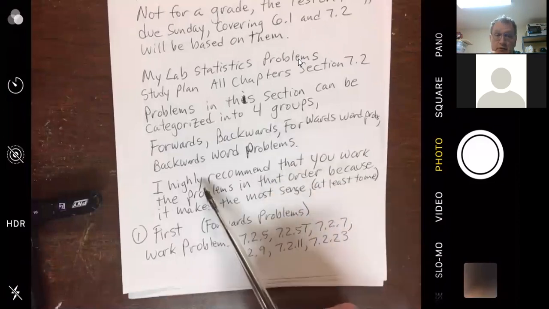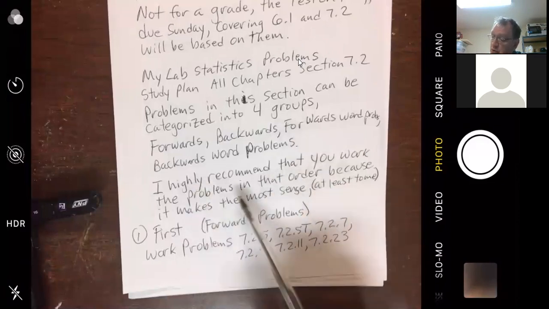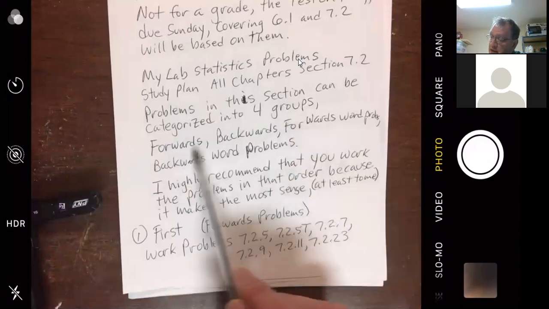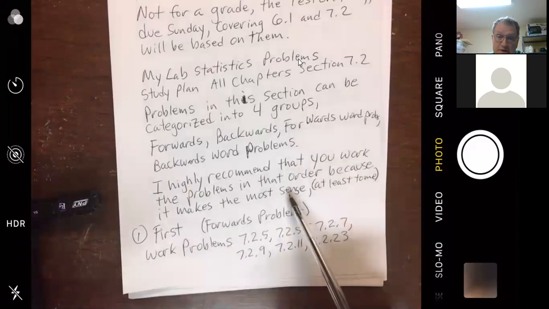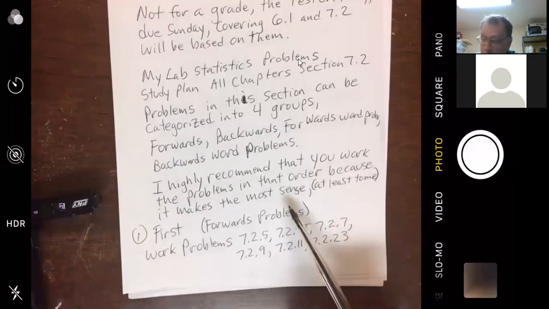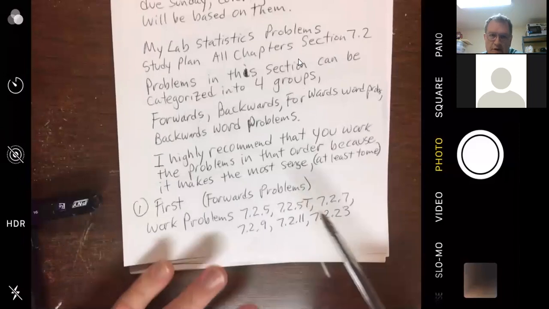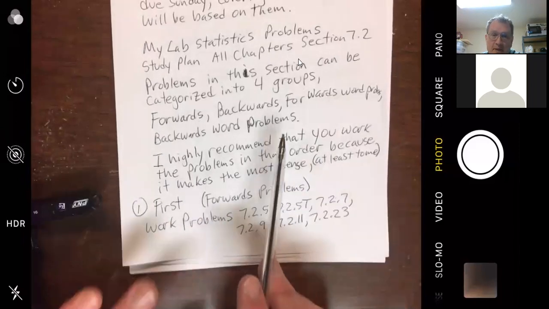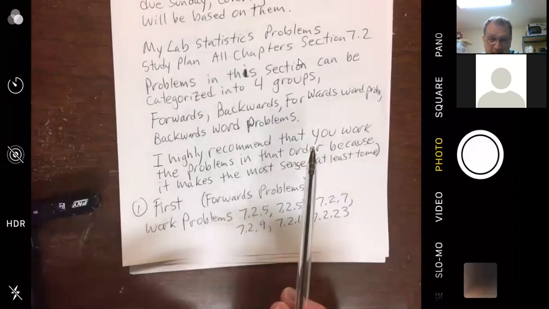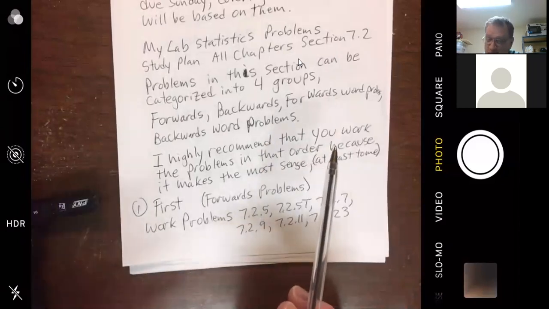All right, so here's what I'm trying to tell you. I highly recommend you work the problems in this order because to me, it makes the most sense. And this is the way, by the way, the book is organized. But they scrambled up the problems on MyLab. The book homework is organized this way, but the MyLab did not seem to be. It seemed to be all scrambled.